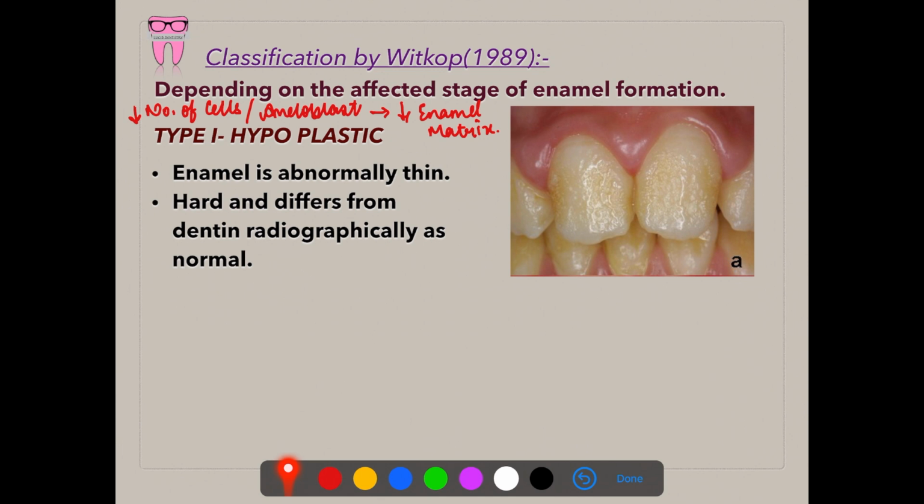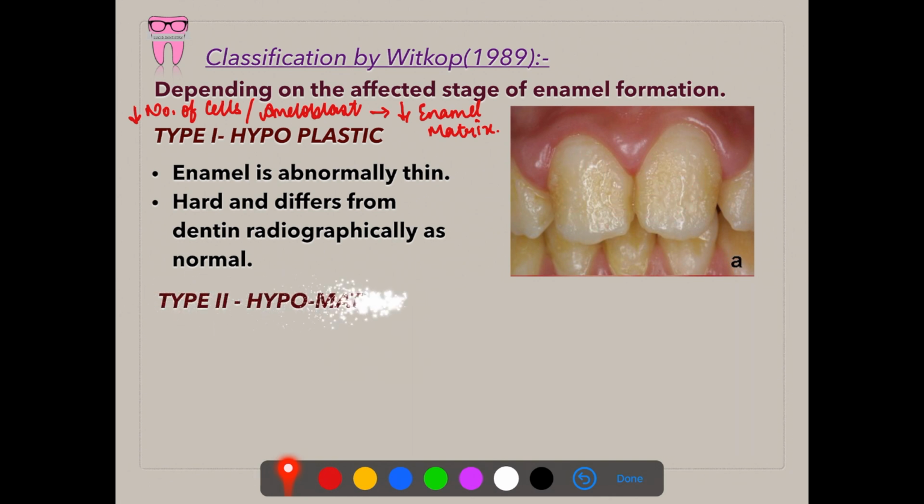Now, this hypoplastic type of amelogenesis imperfecta can exhibit as rough surfaces, pitted surfaces, or smooth surfaces. Okay, but there is a subsequent change in the color from yellow to brown, a yellowish brown color, because enamel is abnormally thin and dentin can be seen through.